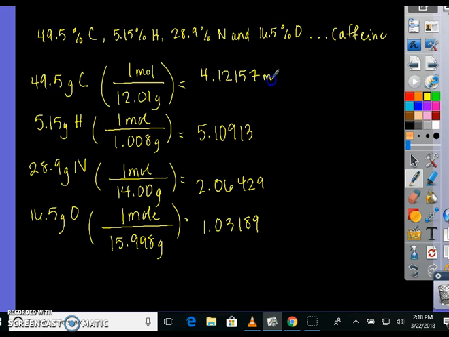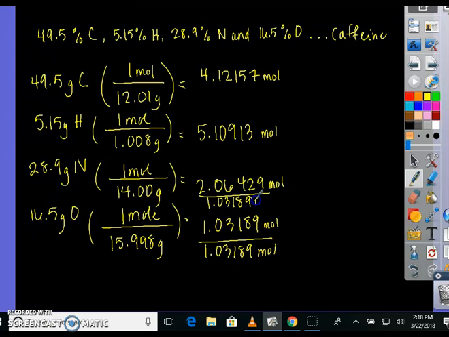Okay, and I've been kind of lazy. I haven't written the units here, but let me go ahead and do that now. So these are the moles of carbon, hydrogen, nitrogen, and oxygen. And I need to get the smallest or the lowest whole number ratio. So I'm going to divide each one of these moles by the lowest number. And of course, that ends up being 1.03189. I'm going to write these in.